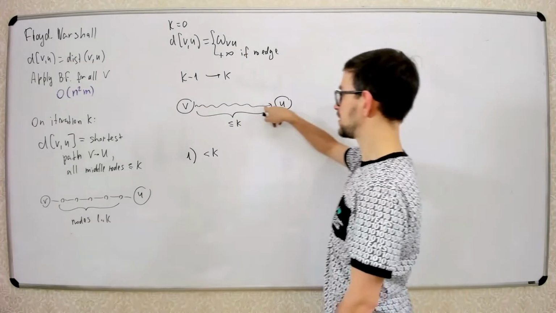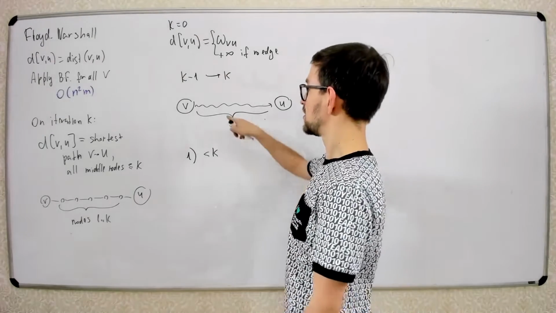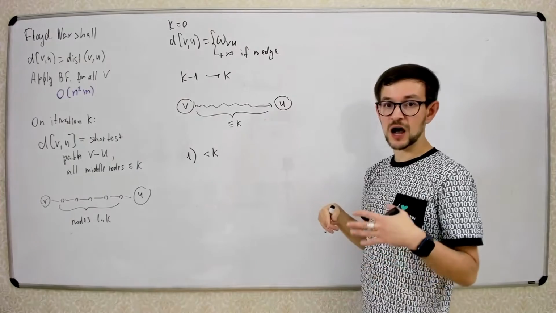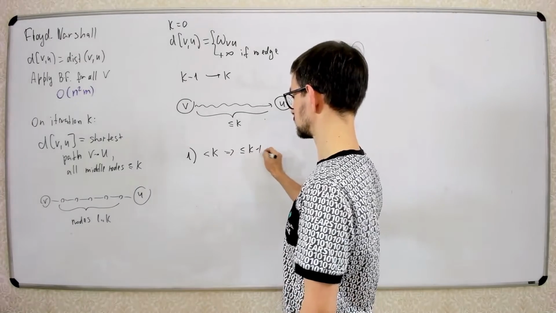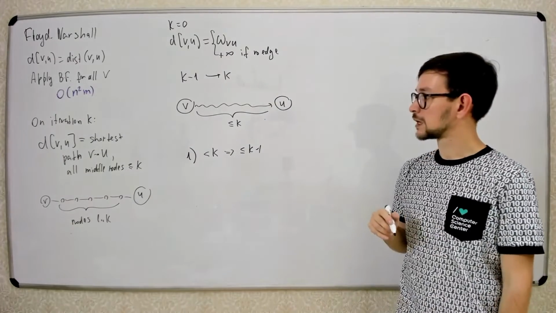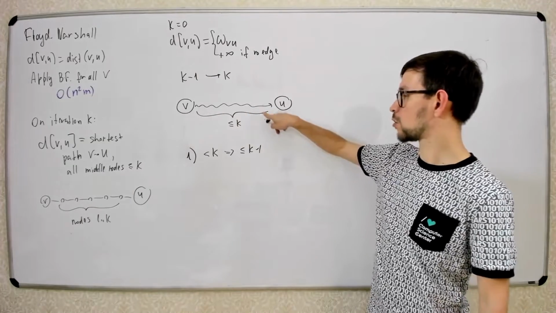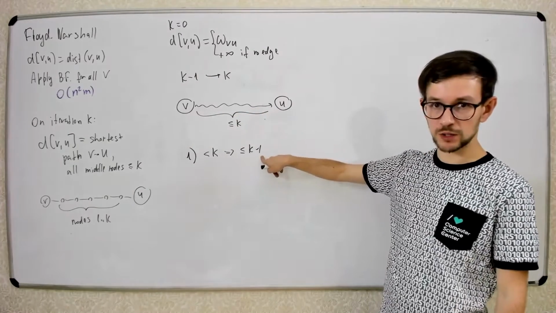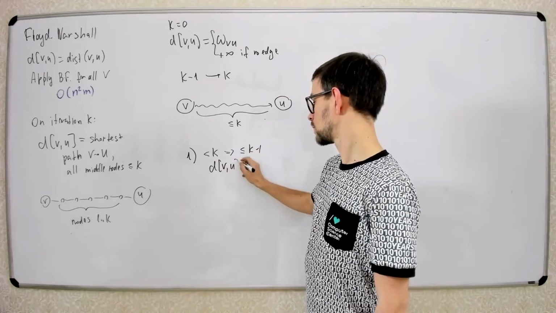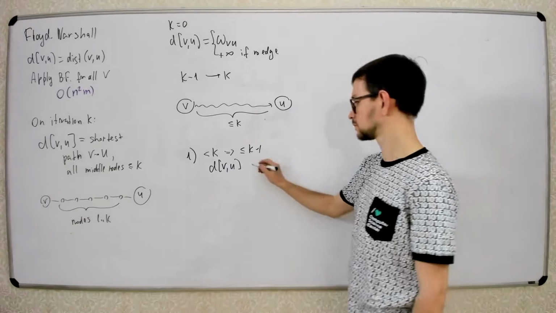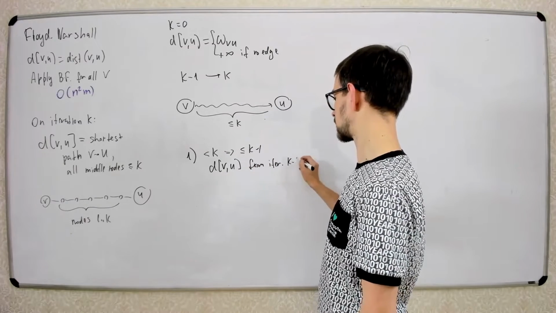If all the nodes in this path have indices strictly less than k, then these indices are less or equal to k minus 1. So we need to find the path from V to U such that all the middle vertices have indices at most k minus 1. And this is the value d of vu from the previous iteration, iteration k minus 1.